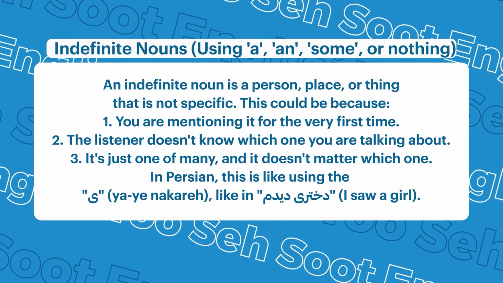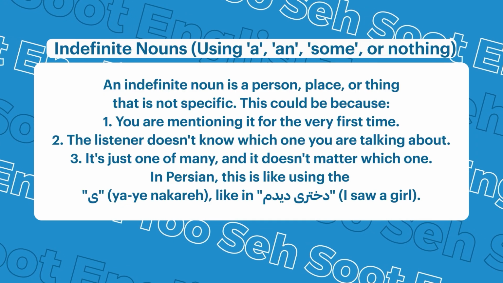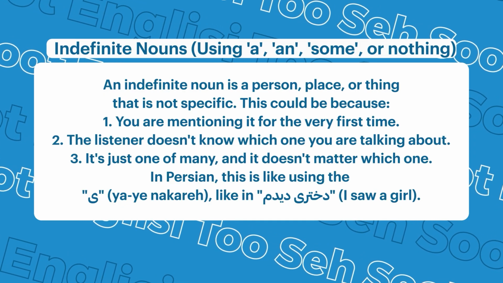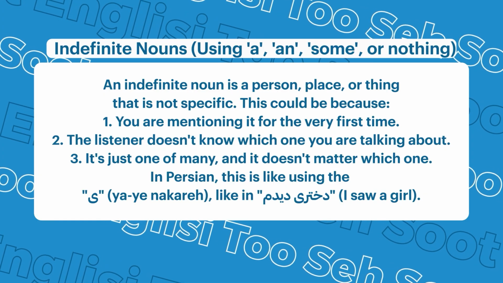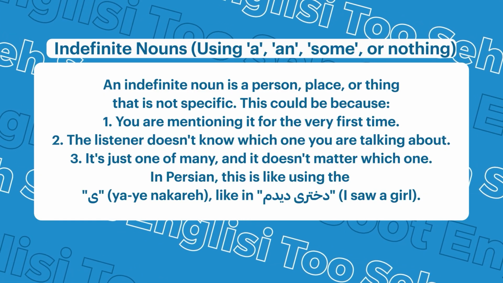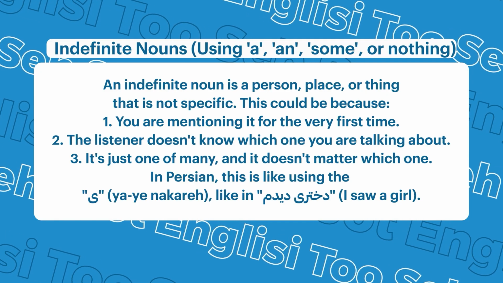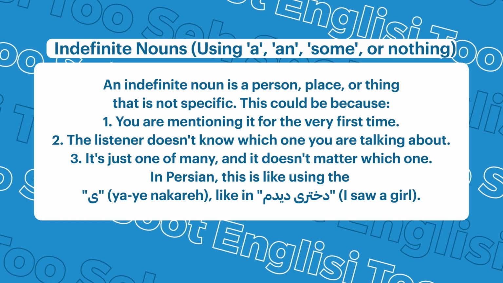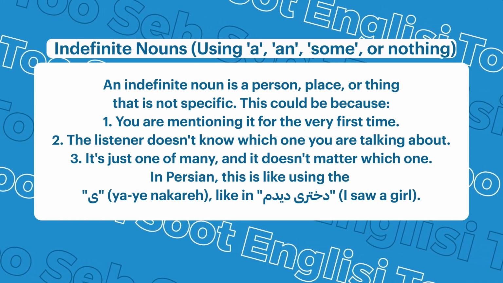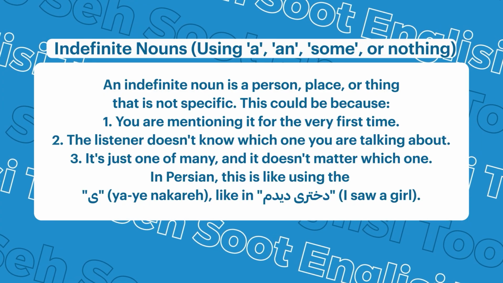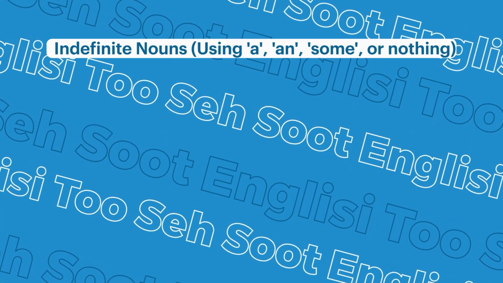For example, in Persian, this is like using the ye nakare, like in دختری دیدم, which means I saw a girl. As you can see, I use a for a girl, and that's because that girl is just one of many and the listener doesn't know who I am talking about. So here I use a girl because girl is an indefinite person.